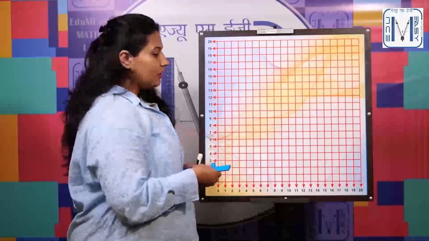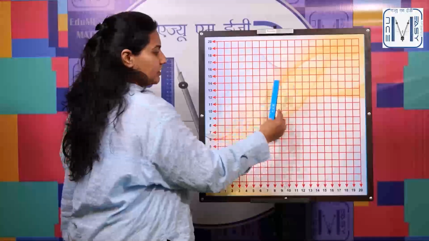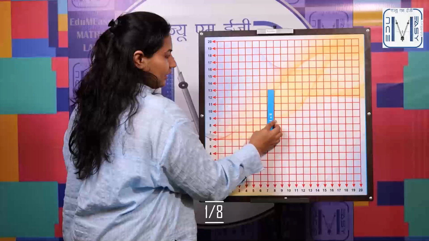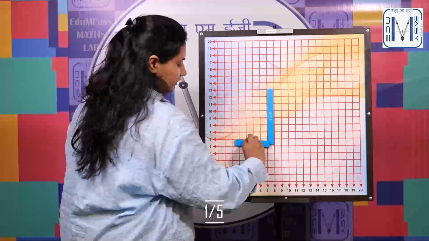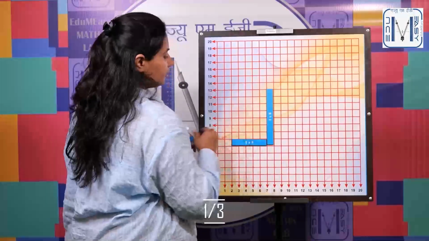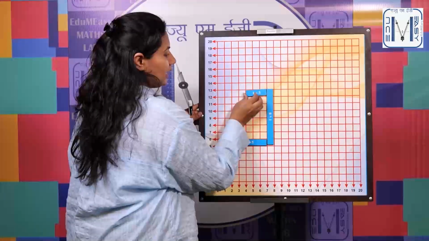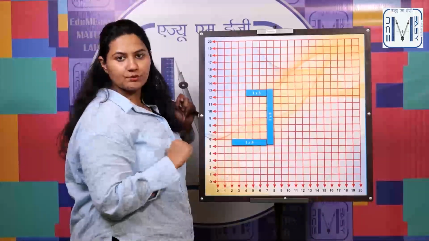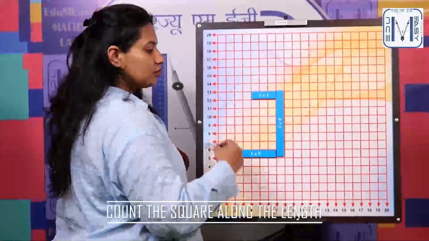Alright, the next experiment is also going to be finding area and perimeter, but let's take a compound shape this time. So I am using rectangular plates of different length. I am putting one 1/8 rectangular plate on this board. Then along with it, I'm putting a 1/5 plate and then a 1/3 plate. So then I have this kind of a compound shape. So let's find the perimeter of this compound shape now.